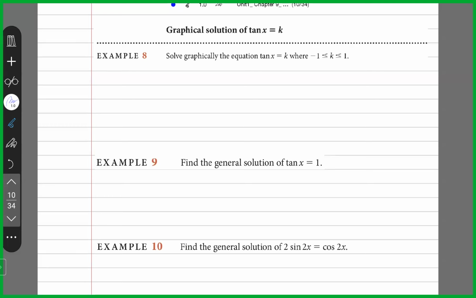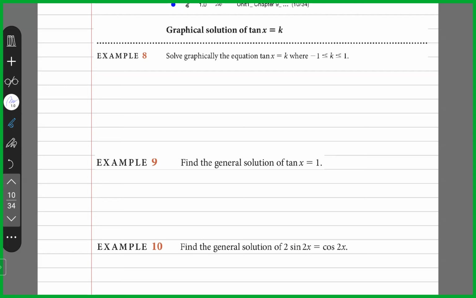Graphical solution of tan x is equal to k. And as I said earlier, we're not really doing a graphical solution, but I want to show you how to derive first the general solution for tan x is equal to k, where k is less than.